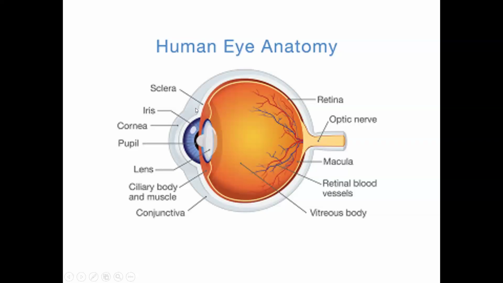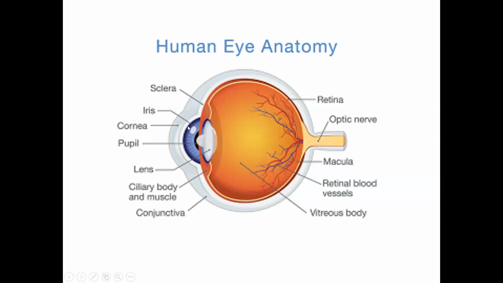The sclera represents the outer covering of the eyeball, and it acts as a protective covering. It is the white part of our eyeball which we see. Next is the cornea. The cornea is the part of the eye through which light enters the eyeball, and it forms the front part of the sclera. Followed by that, we have the iris.